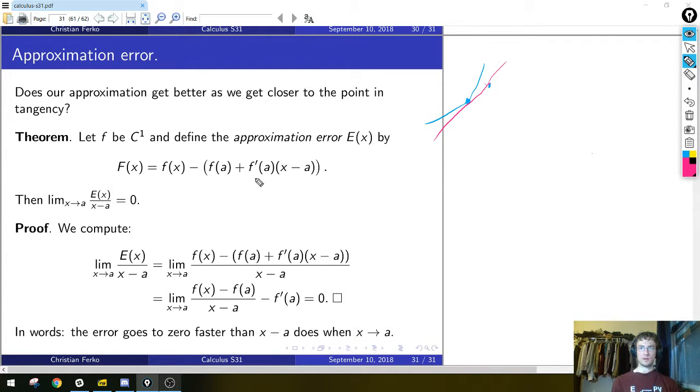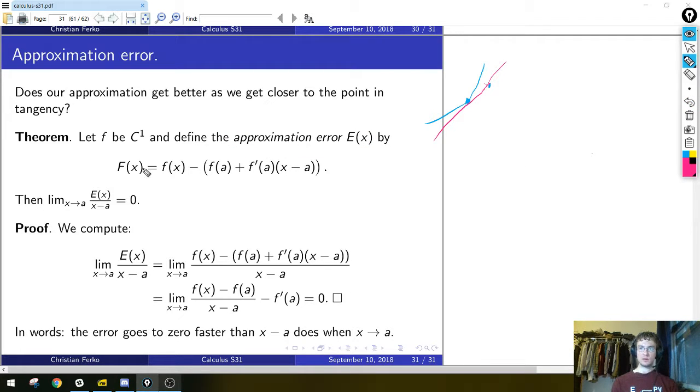So I wonder, can we rigorously quantify that sort of error and try to prove something about it? In fact we can. The proof is very short. So here's the theorem. Let f be C1, so it has a continuous derivative, and you define this function called the approximation error, which I'll write with capital E of x.